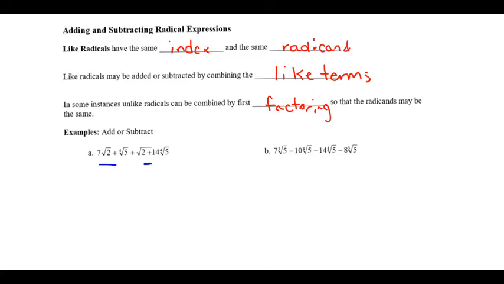Now, remember, if you don't see anything in front of a radical, just like any variable, it has that invisible 1. And what you do is you add the coefficient or the number in front of the radical. So 7 square root 2 plus 1 square root 2 would be 8. And you keep the radical. So I have 8 square root 2 plus, and then if I go to red here, I have the 4th root of 5.